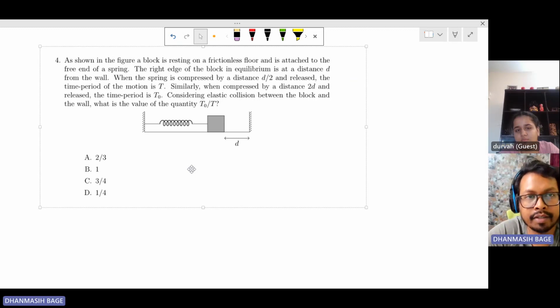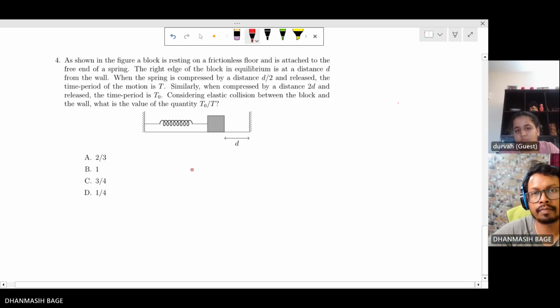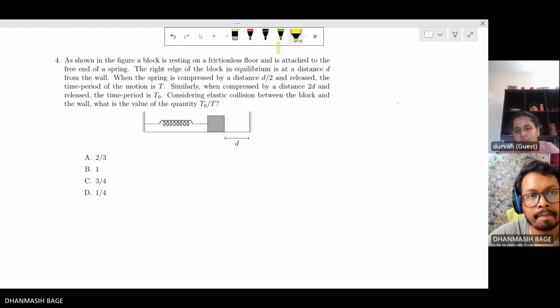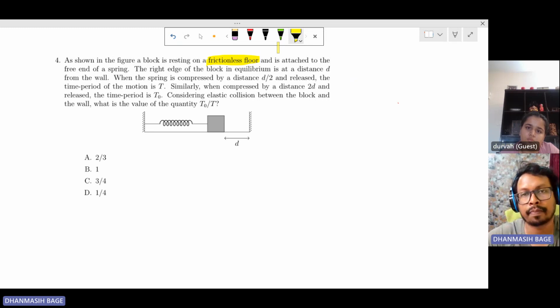As shown in the figure, a block is resting on a frictionless floor and is attached to the free end of the spring. The right edge of the block is in equilibrium. So this is the equilibrium state given to you, at a distance d from the wall. So this is d distance.